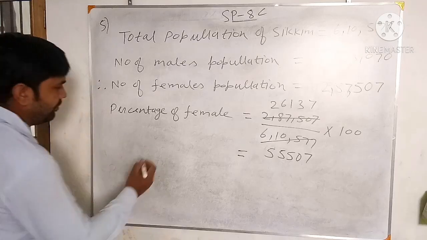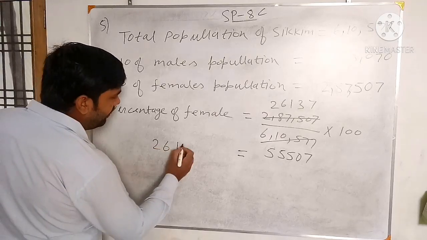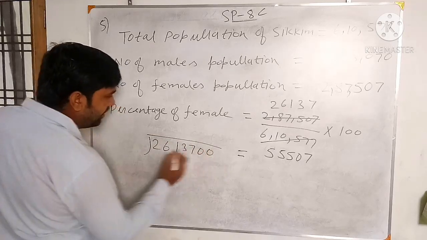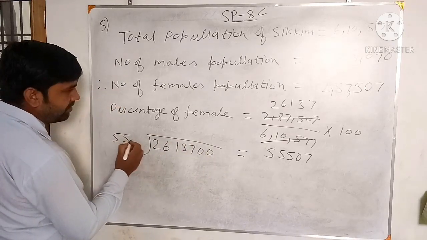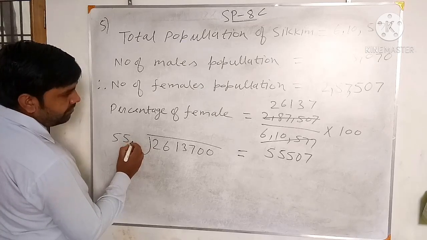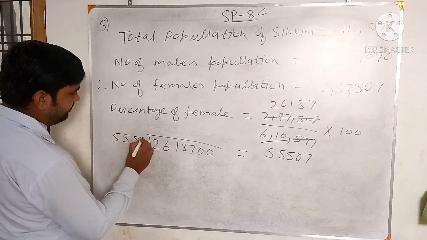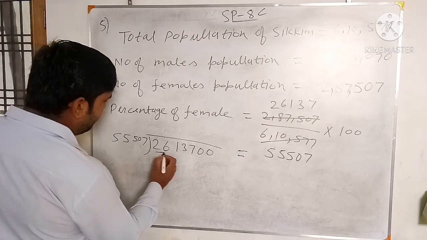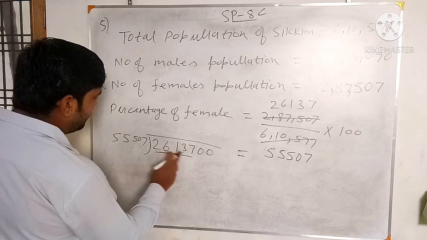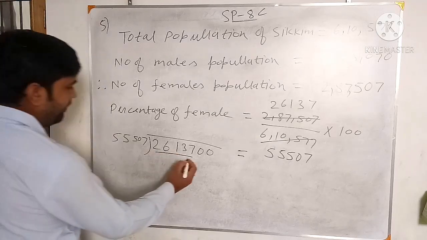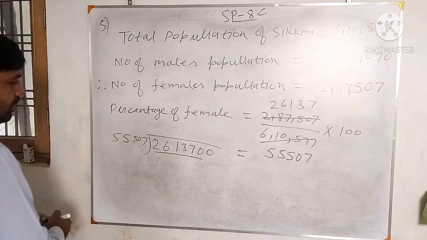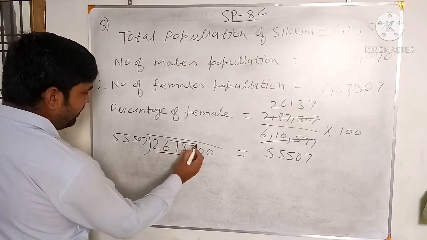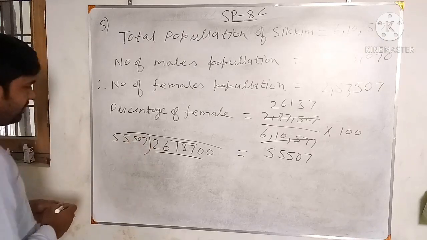So how can you do it? 26,137 multiplied by 100 gives you this number, divided by 55,507. Now here 5 digit numbers are there. Here you can take 5 digits, 26,137. Now combine one more digit and see how many times it will go. Now 2,61,000. So ignore 4 digits here, and here also ignore 4 digits. So now the number is 5.